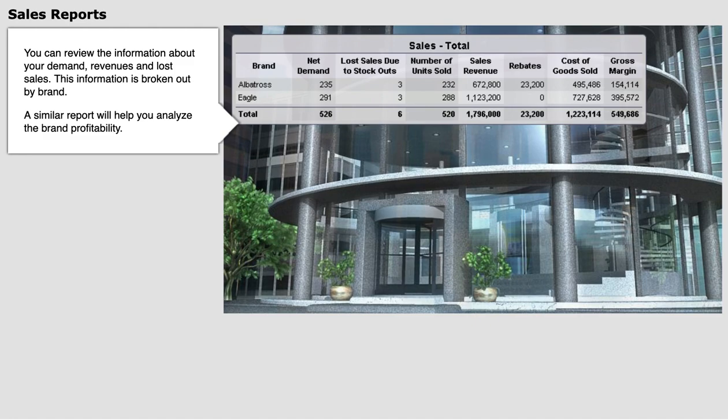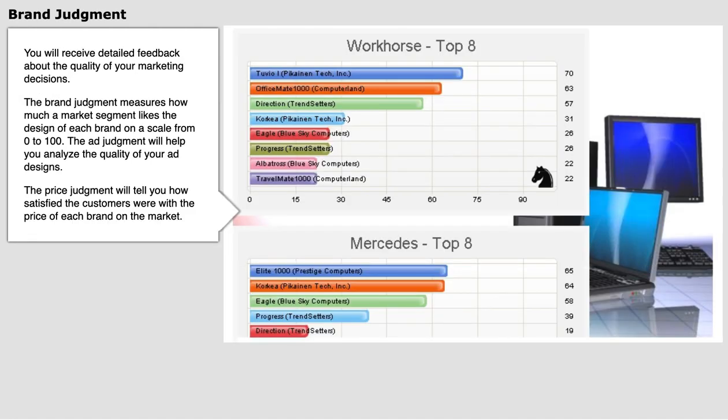You can review the information about your demand, revenues, and lost sales. This information is broken out by brand. A similar report will help you analyze the brand profitability. You will receive detailed feedback about the quality of your marketing decisions. The brand judgment measures how much a market segment likes the design of each brand on a scale from 0 to 100. The ad judgment will help you analyze the quality of your ad designs. The price judgment will tell you how satisfied the customers were with the price of each brand on the market.